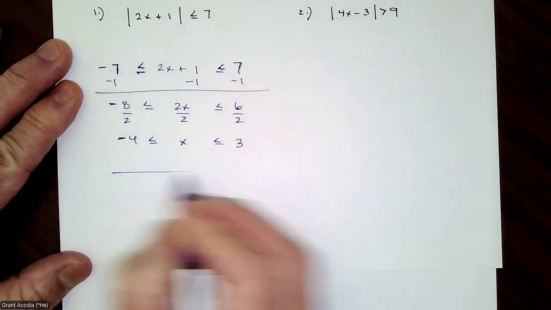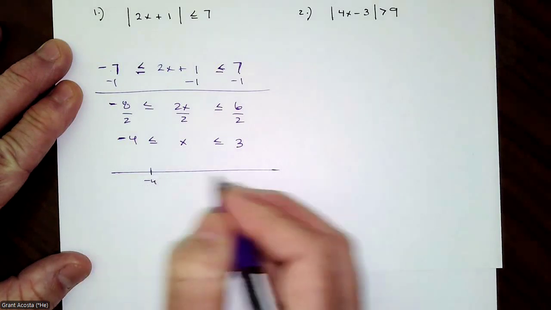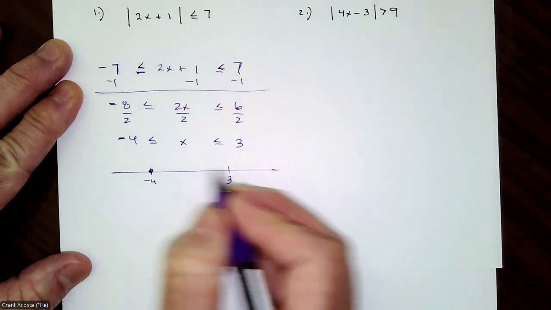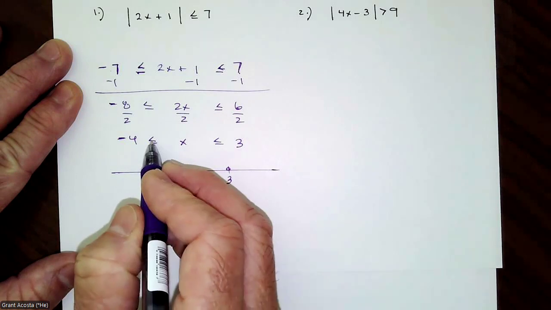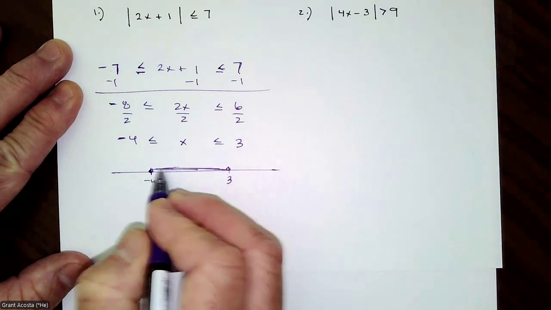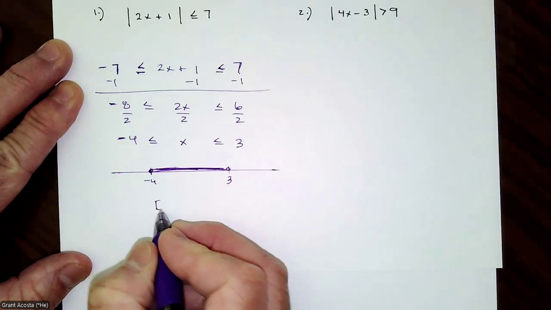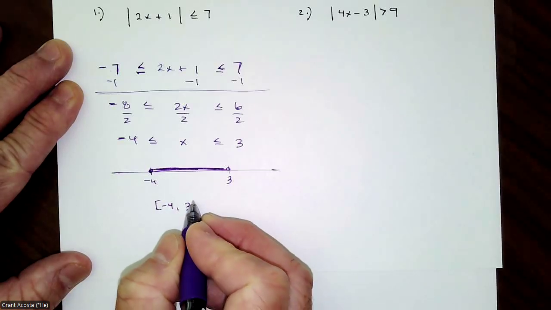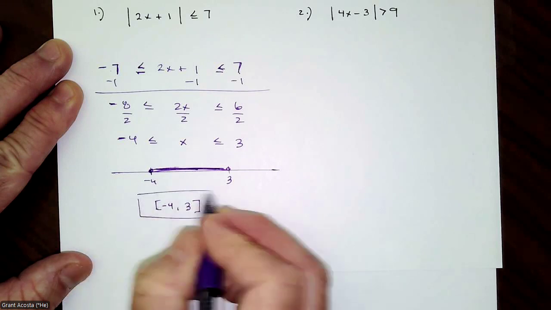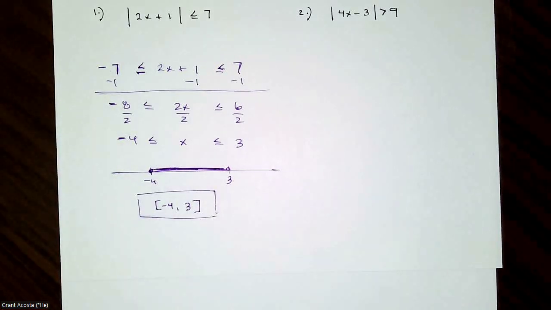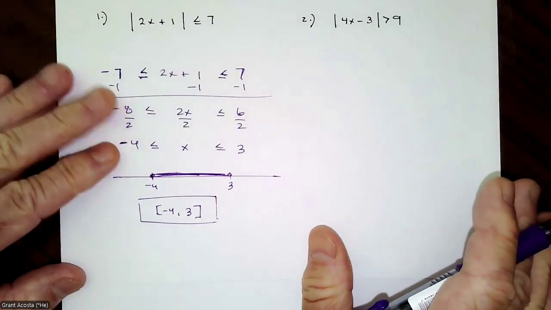And if it helps, you could draw this out on a number line. You could say, okay, -4 to 3, if x is between these two, then we're talking about these numbers here. And so in interval notation, we would have bracket -4 to 3 bracket. Yeah, for the homework, we'll still use interval notation.